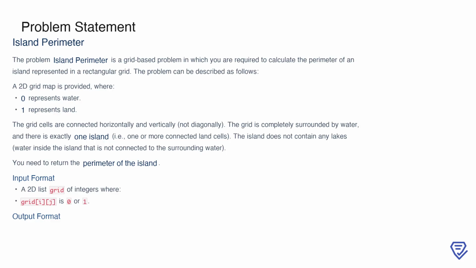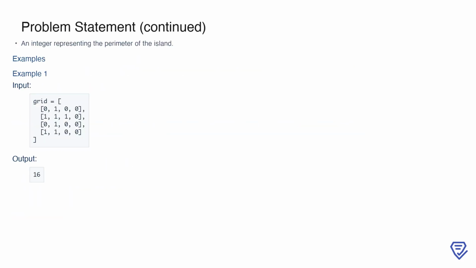Additionally, the island does not have any lakes, meaning there is no water trapped entirely within the island that isn't connected to the outer water. The task is to calculate and return the total perimeter of this single island based on the given grid input. The output for this problem is a single integer representing the calculated perimeter of the island.